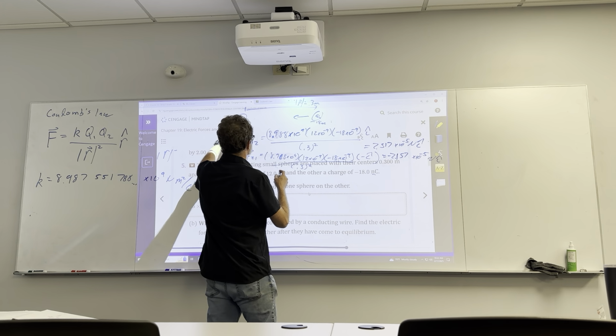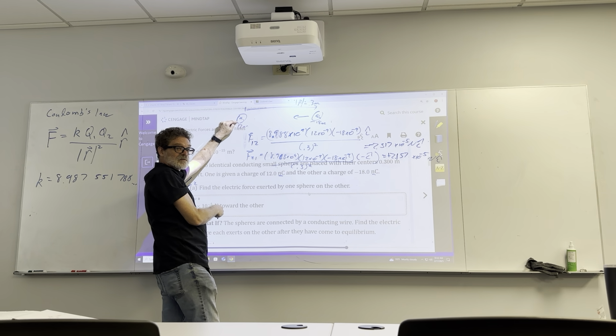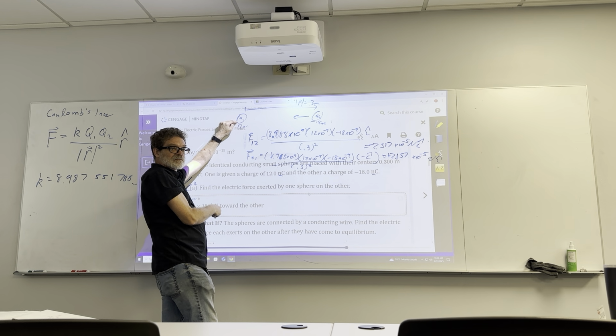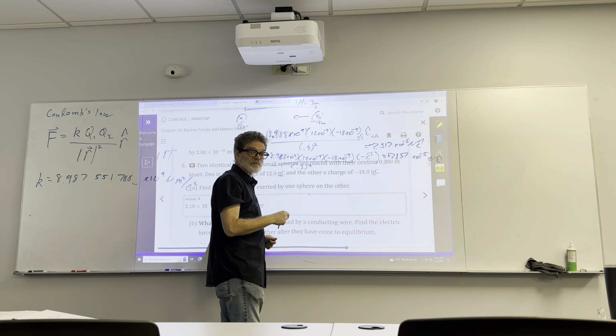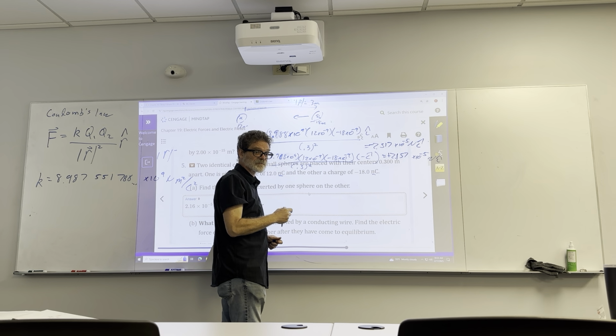Yeah, 1 acting on 2 is gonna pull it this way. This is positive, that's negative, this one's gonna get pulled that way, so it's negative. This one is a negative times a negative, it's positive. That's 2 acting on 1, right? Because they're going from charge 2 to charge 1, this direction. Okay, so you have to include the direction.